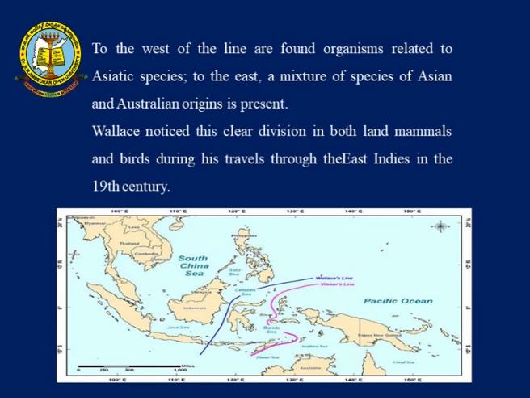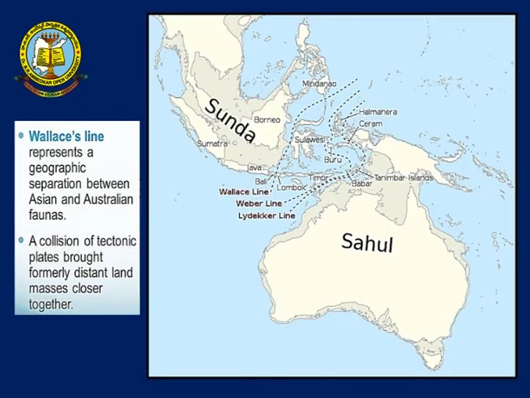and this is the Asian archipelago on the other side. Wallace noticed this clear division in both land mammals and birds during his travel through the East Indies in the 19th century. Now, what is this Wallace line? It represents a geographical separation between the Sunda and the Sahul regions, the Asian and Australian faunas. A collision of the tectonic plates brought formerly distant land masses closer together.